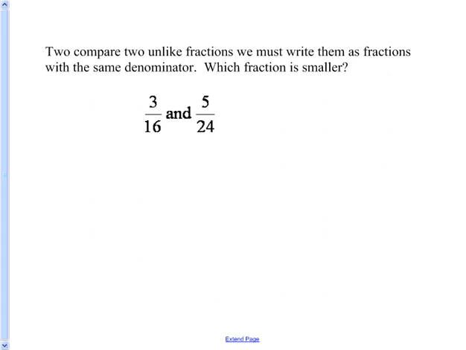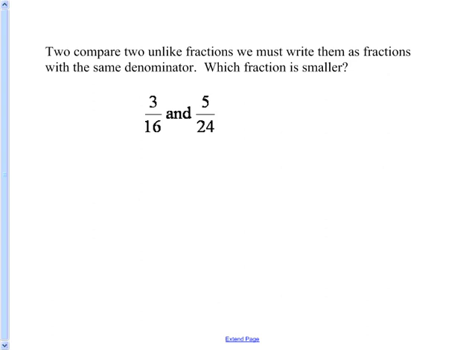But let me remind you of a couple things. If both numbers were prime, the common denominator would simply be the product of the two. So if we had like 5 and 7, since both of those were prime, the common denominator would be 35. But in this case, 16 isn't prime, so that's not the case. The second situation is one where one of the denominators is a multiple of the other one.